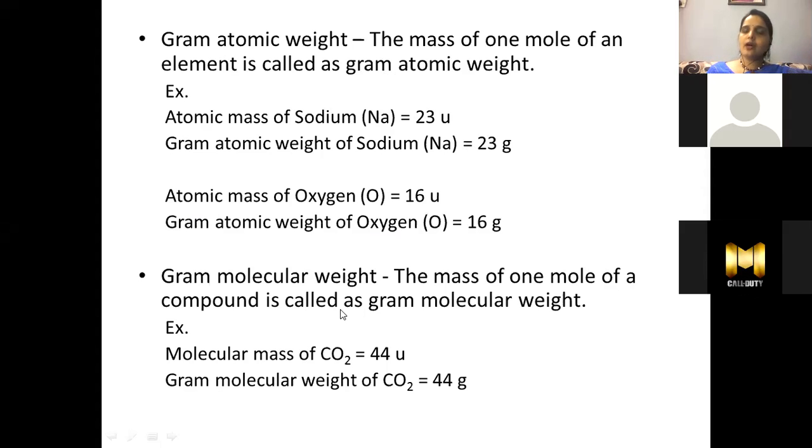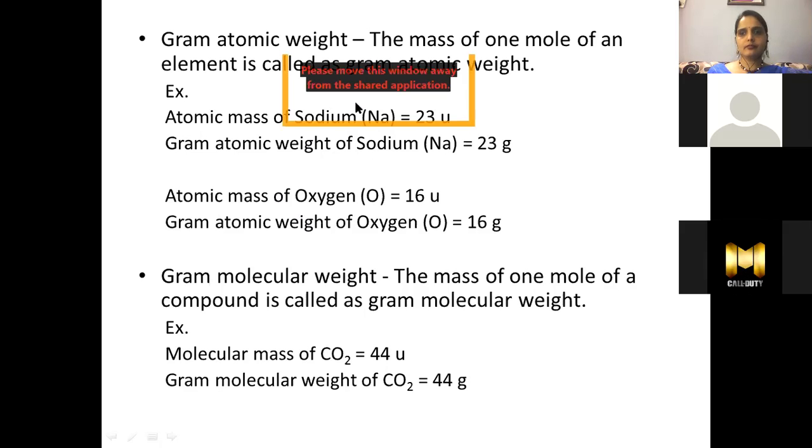Now we need to know about molecular weight as well, because we don't only deal with elements. Our chemical reactions involve compounds as well. So we must know what is meant by gram molecular weight and how to calculate it. The mass of 1 mole of a compound is called gram molecular weight.